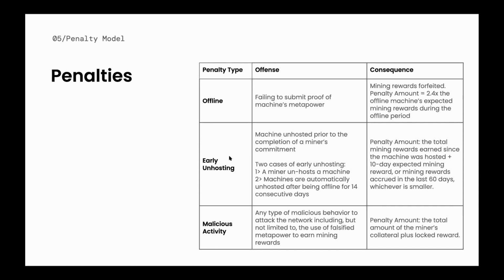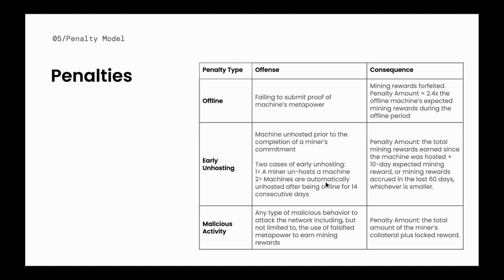The second penalty we call early unhosting. We do not hope this happens, right? This means the machines are unhosted prior to the completion of a miner's commitment. The collateral in Huggins is required for 360 days, almost 1 year. That means if you unhost your machine before that, you will get some penalty. There are 2 cases of early unhosting. The first is a miner unhosting the machine. You change your mind, so you just want to unhost your machine.